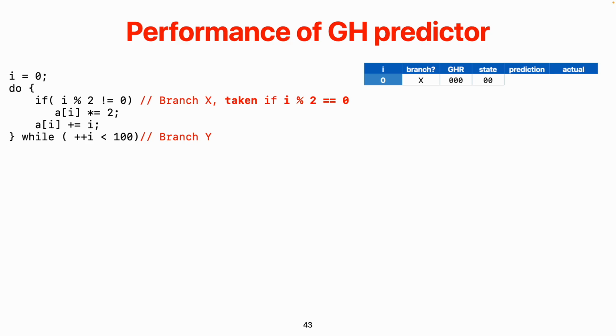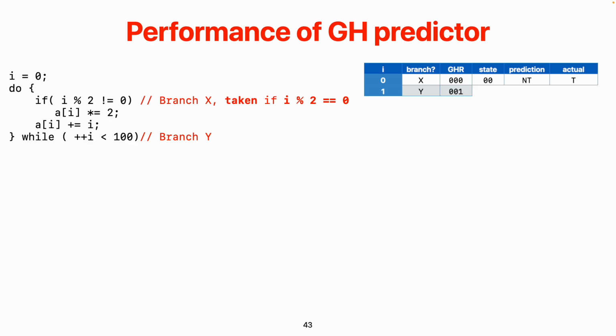So based on that, are we predict taken or not taken? Not taken. What's the actual outcome? Taken. Okay, now, when I increment i to 1, when I reach branch Y, what's my global history register now? 0, 0, 1, right? Because the last one is actually a taken, right? So I concatenate this taken here, all right?